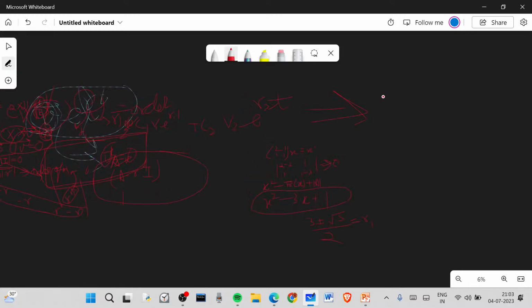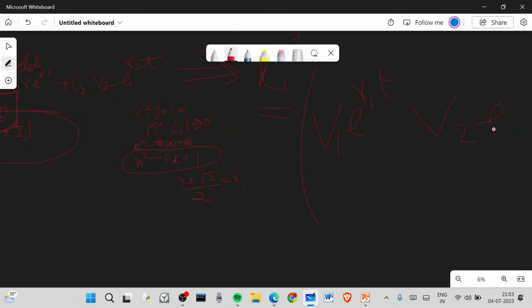The second part: if I want to write what x is in a combined form, as a group of vectors, then it's v1 e to the power r1t and v2 e to the power r2t, right? And here v1 itself represents a vector, so it's a group of vectors kind of thing. That was the thing I was trying to tell you.